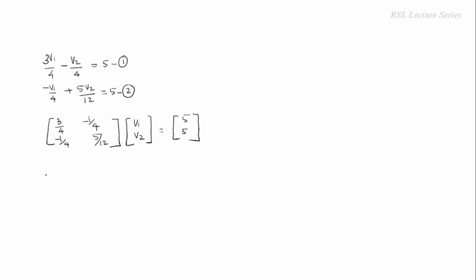So now we'll apply Cramer's rule for solving this one. So for applying Cramer's rule, first we have to find out the determinant value for this conductance matrix. So determinant delta will be equal to 3 by 4 minus 1 by 4 minus 1 by 4 5 by 12. Okay. So now 3 by 4 into 5 by 12 minus 1 by 4 into 1 by 4. Okay. So on simplification, this delta value will be equal to 0.25.